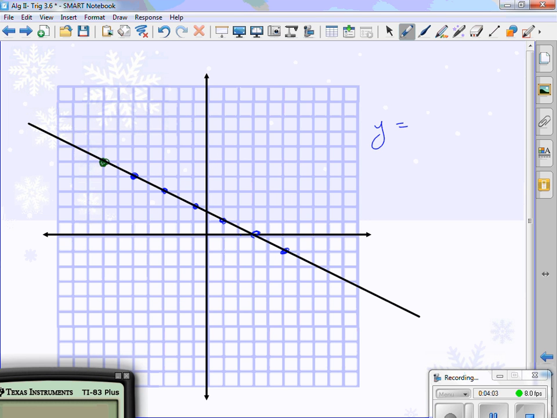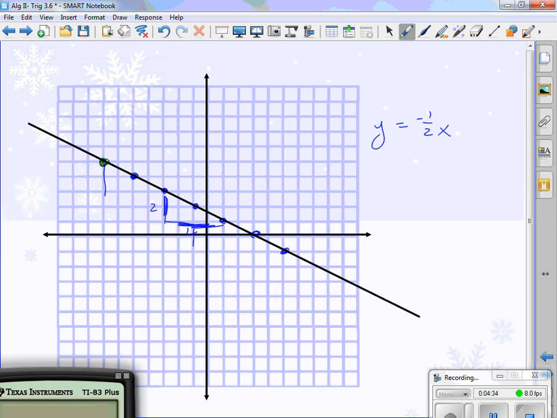So I want y equals. What can I get right off the bat? What can I find? I can find the slope, so I just pick any of these points. I'll pick this one with this one. 1, 2, 1, 2, 3, 4. 2 over 4 is half, and it's going down, -1/2 x.